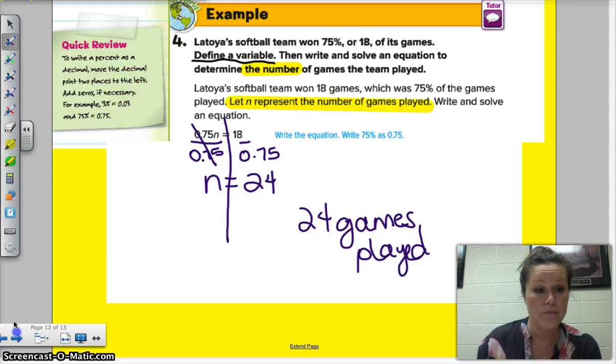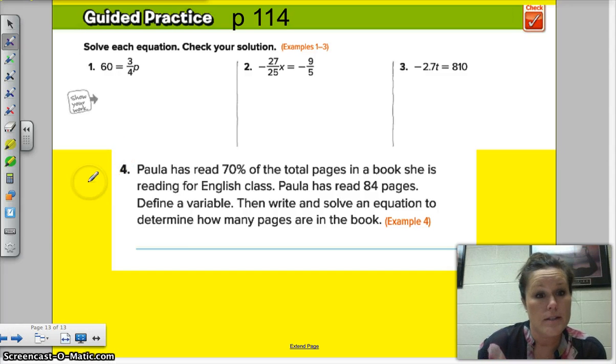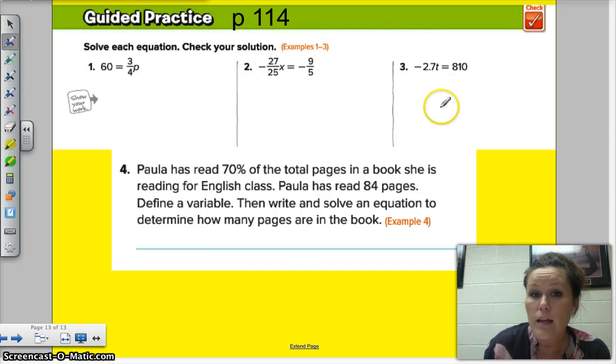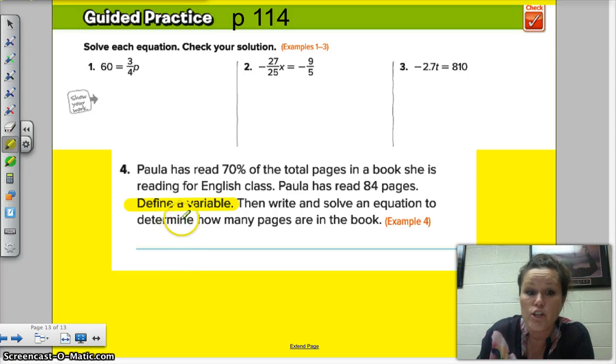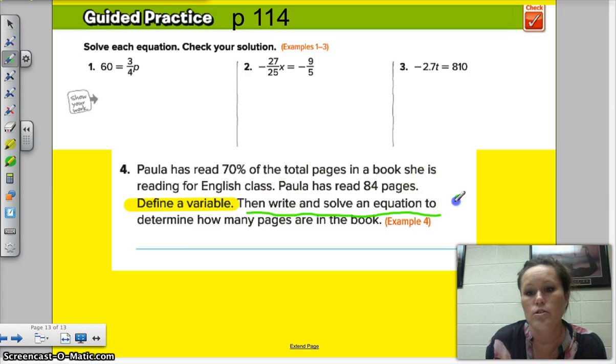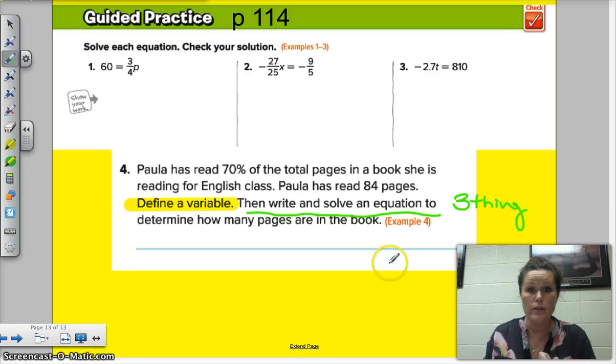Okay, so you need to practice these. Remember, these ones multiply by the reciprocal, and here you're dividing by the coefficient. And then I want to highlight this. Define a variable first. So what are we trying to figure out? It says right here how many pages. Then write and solve an equation to determine. So you're doing three things. Define the variable, tell me what you're solving for, write an equation, and then solve your equation.